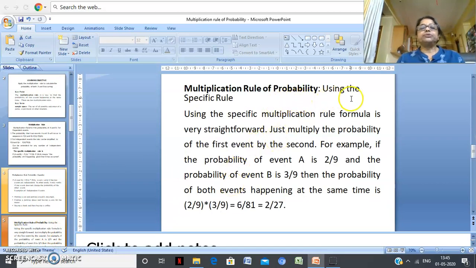Multiplication rule of probability using the specific rule. Using the specific multiplication rule formula is very straightforward. Just multiply the probability of the first event by the second. For example, if the probability of event A is 2/9 and the probability of event B is 3/9, then the probability of both events happening at the same time is 2/9 multiplied by 3/9, which equals 6/81, which equals 2/27.